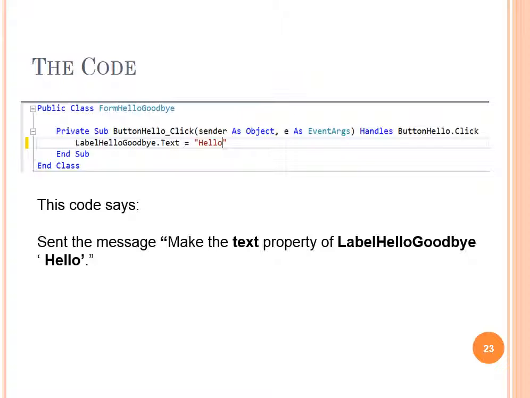This, by the way, illustrates the difference between setting a property at design time when you're designing the program and setting a property while the program is running as the result of a user action. Okay, design time versus runtime. So you can go ahead now and add the code to the hello goodbye button.